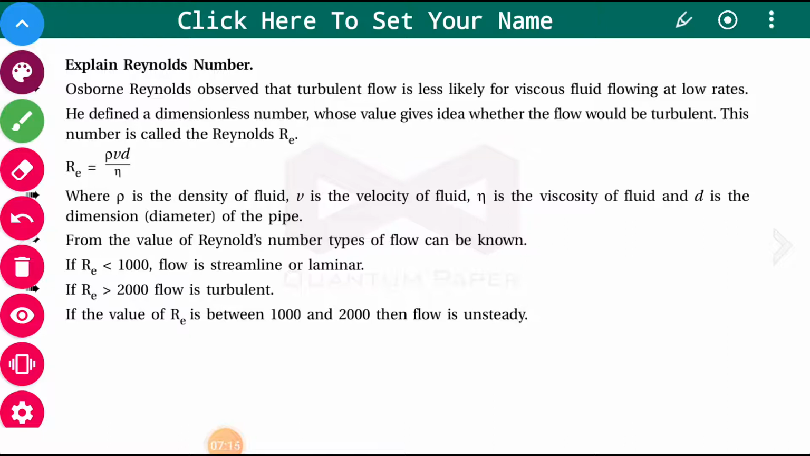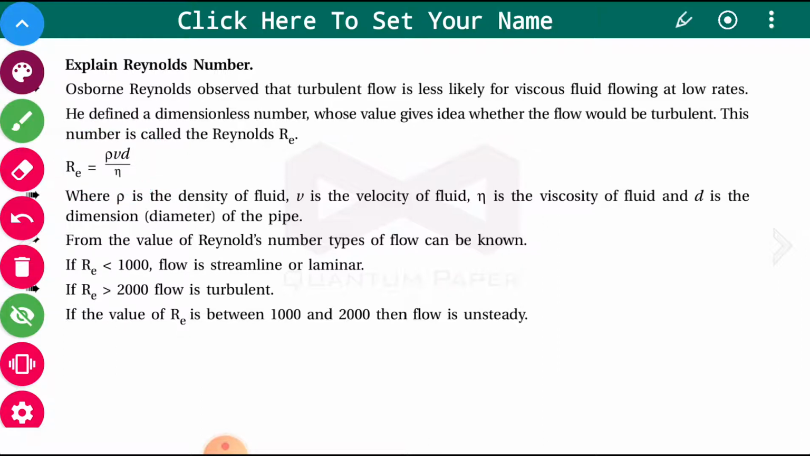Reynolds is the name of a scientist, a mathematician, and he derived a number which is called the Reynolds number. The derivation is not in our syllabus, so we just have to remember this formula. Reynolds number is given by rho v d upon eta, where rho is the density of the fluid, v is the speed of the fluid, d is the diameter of the capillary or tube through which the fluid is flowing, and eta is the viscosity.